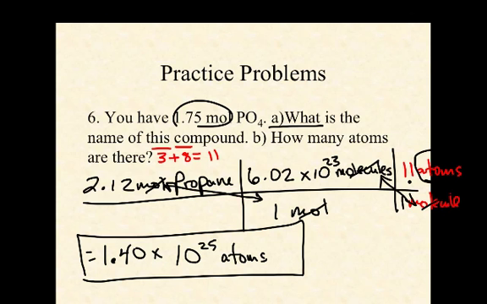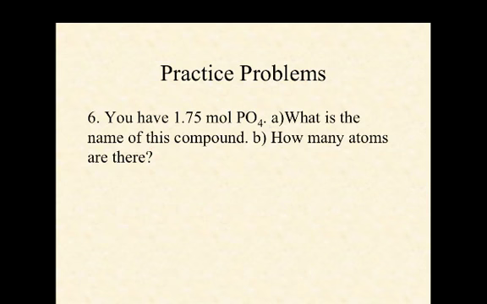Oh no, but our problem has a typing mistake. That's okay. Good thing I'm here, I can take care of it. So we have 1.75 moles of PO4, but that stuff doesn't exist. That's just phosphate. I need barium phosphate in this problem. So let's see, that would be Ba3(PO4)2, barium phosphate.